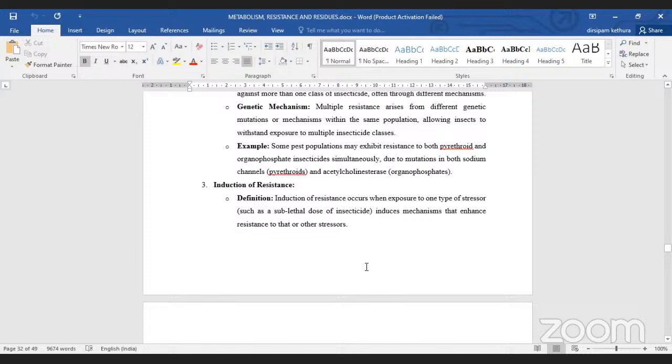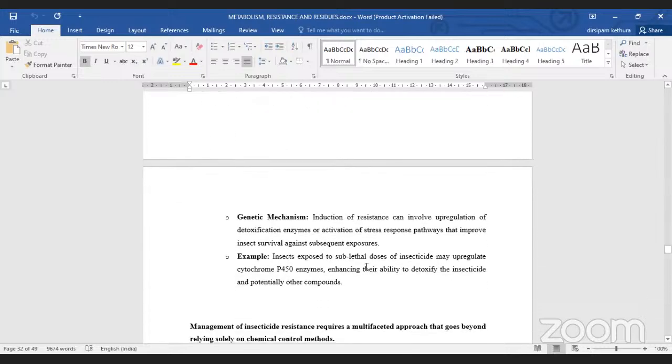And the third one here is induction. What is induction of resistance? It occurs when exposure to one type of stressor induces mechanisms that enhance the resistance to that or other stressors. Induction of resistance can involve upregulation of detoxification enzymes or activation of stress response pathways, which improve insect survival against subsequent exposures. Examples: insects exposed to sublethal doses of insecticide may upregulate cytochrome P450 enzymes that will enhance their ability to detoxify the insecticide and potentially other compounds.